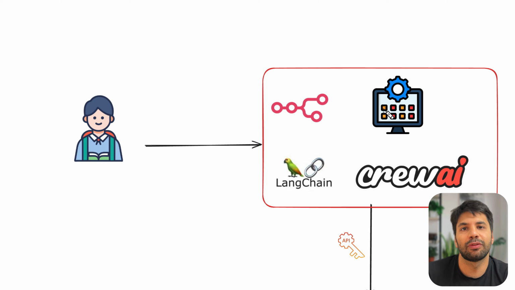So the idea is that for all of these things, you need an API key so that you can access AI models, be it ChatGPT, Claude, DeepSeek, Anthropic, Perplexity. All of these models require an API key.